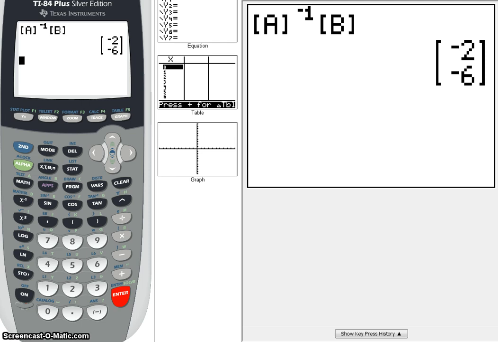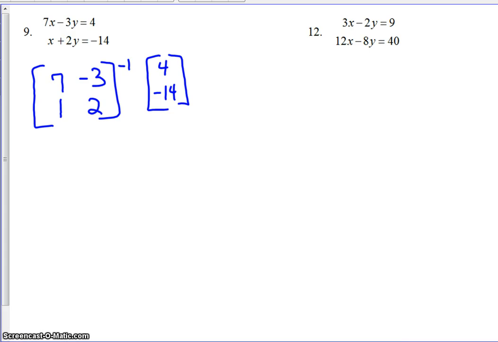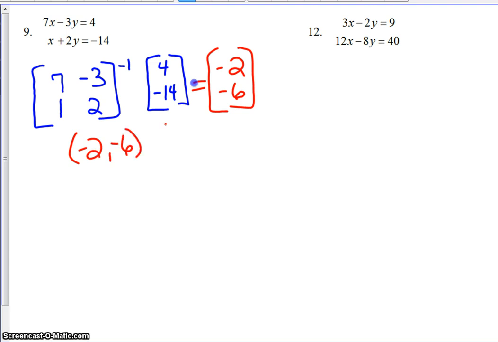Okay? So if I go back here, by the way, now I know my answer is -2, -6, which means that the point that solves these two is the point -2, -6. It also means that x must equal -2 and y equals -6 is the one point that solves them both.